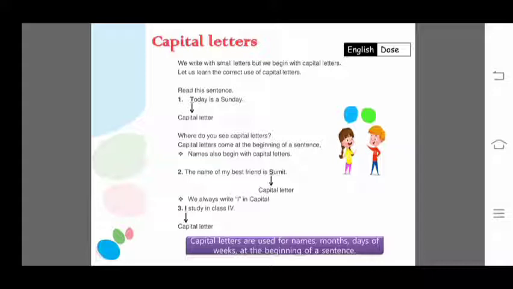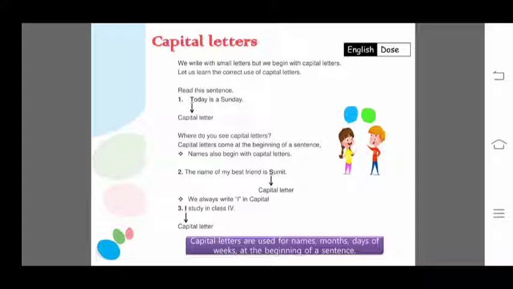The name of my best friend is Sumit. What is the name of my best friend? Sumit. Sumit is what? The name of a boy, the name of a person, and it is a proper noun. That's why S of Sumit is capital in example 2. Hence, it is clear that the proper noun begins with the capital letter.